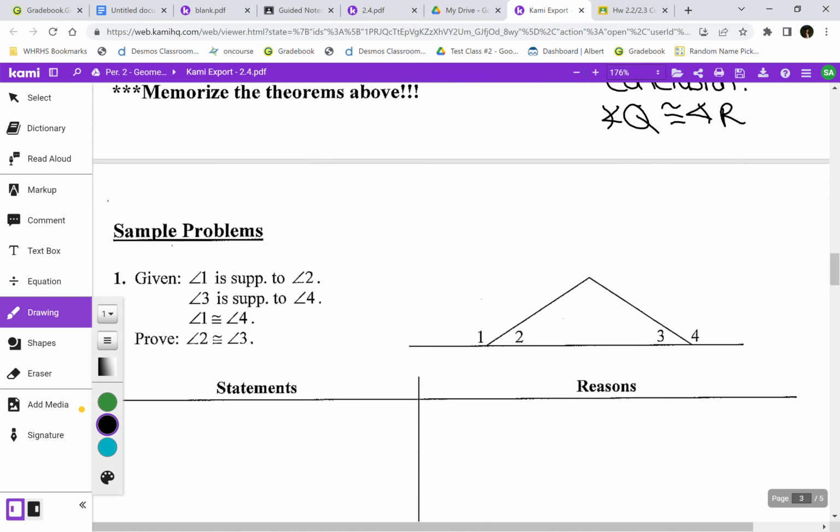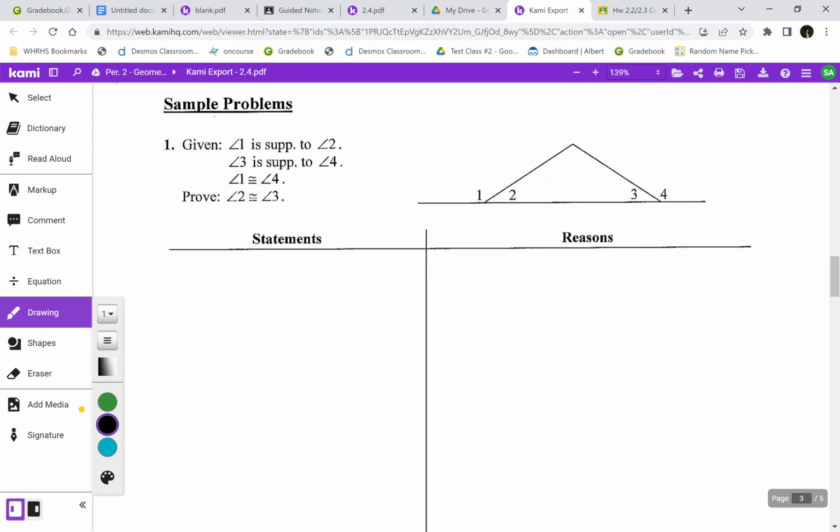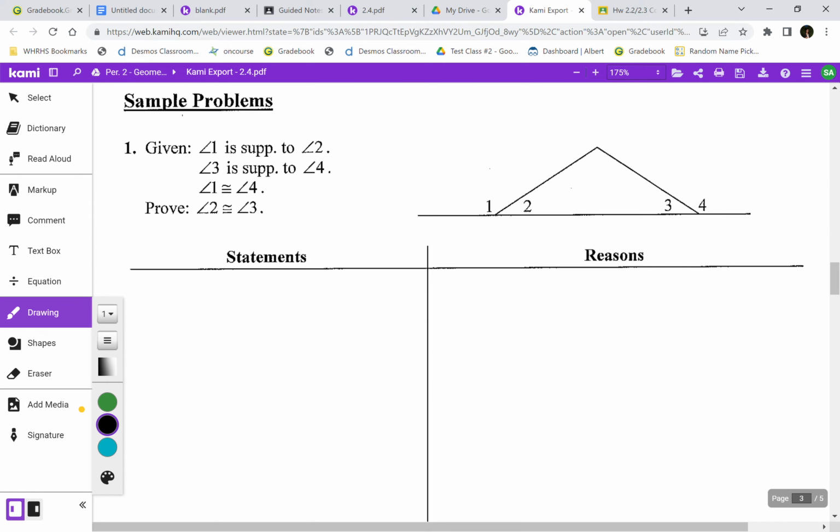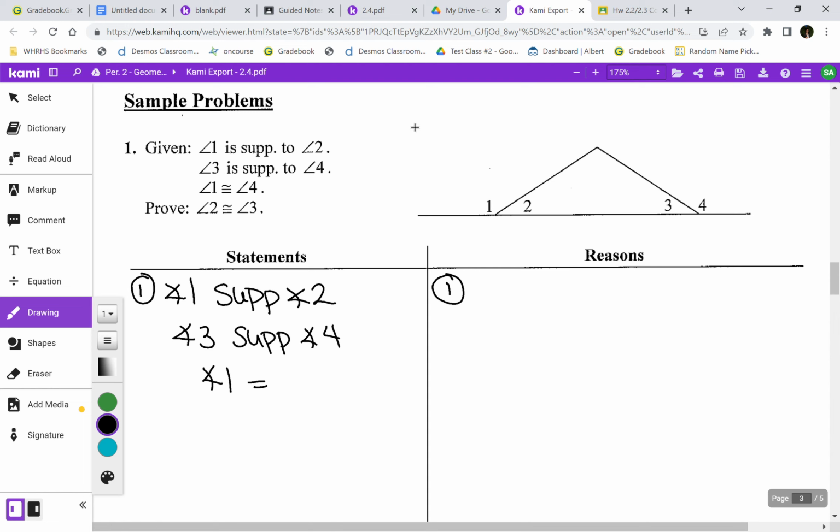Great. All right, let's do some sample problems. Here's a proof. First thing we always do is write out our given. Angle 1 is a supplement to angle 2. Angle 3 is a supplement to angle 4. And angle 1 is congruent to angle 4. That's all of our given.